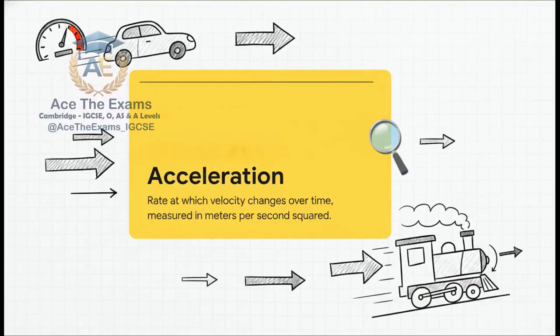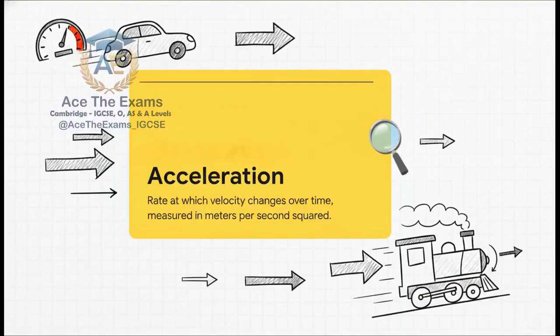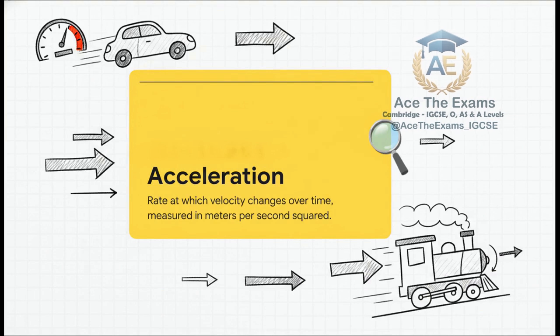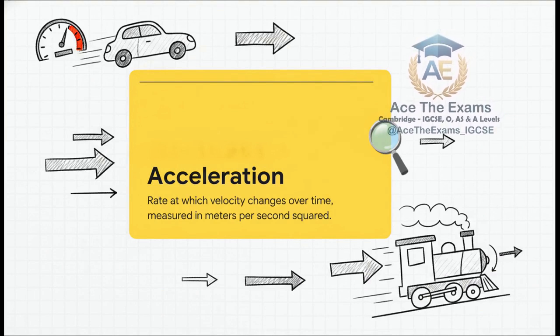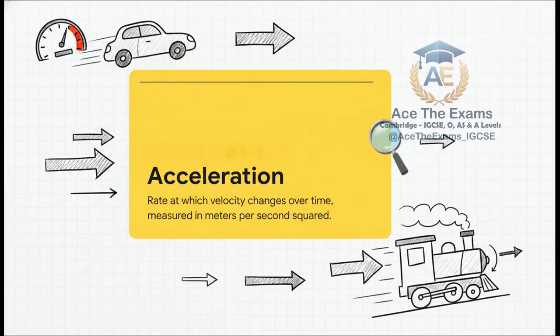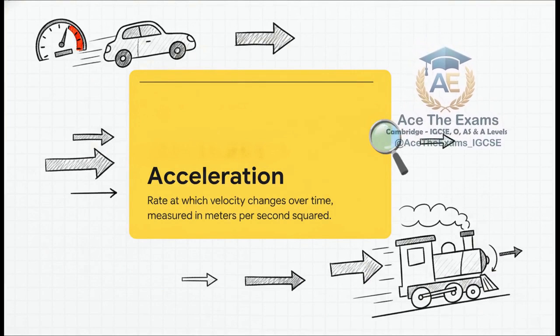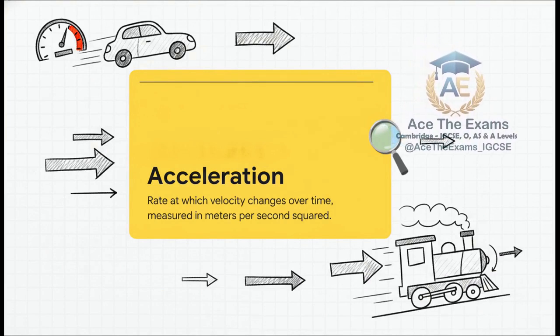And this need for precision brings us perfectly to acceleration. Acceleration is a vector that measures the exact rate at which velocity is changing over time. And since it measures a change in velocity, which is a vector, acceleration has to be one too. It's got a specific direction.